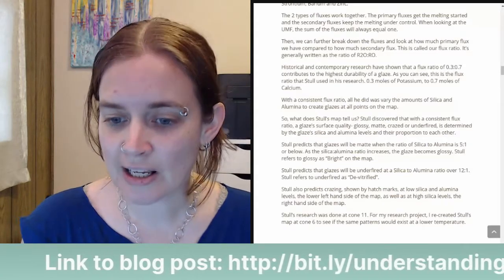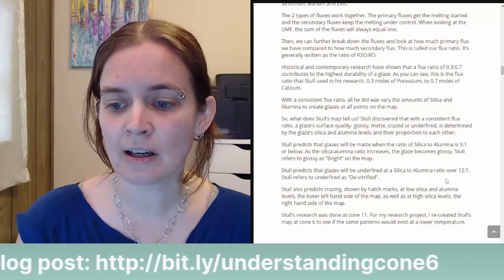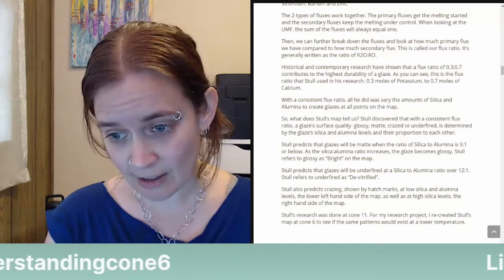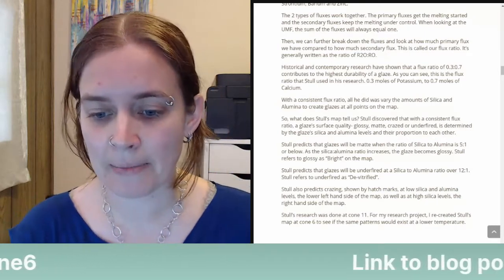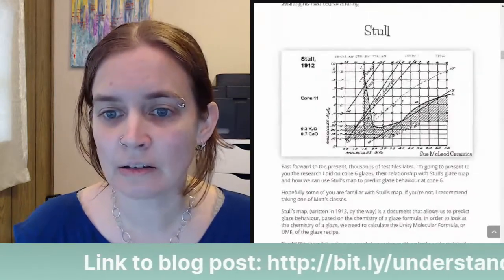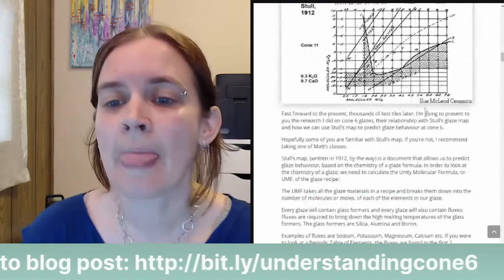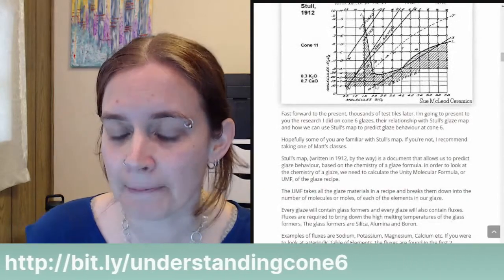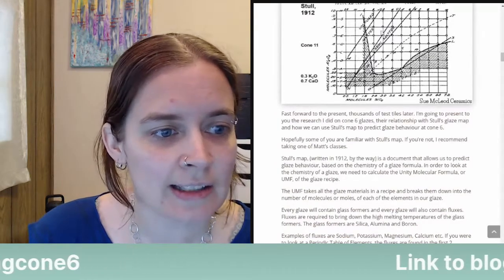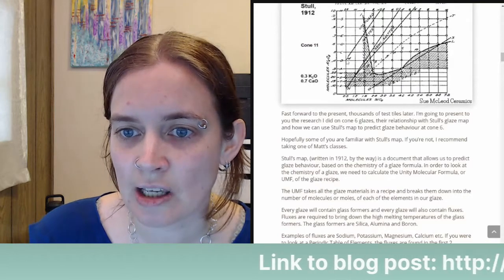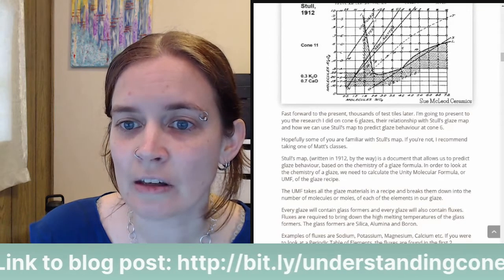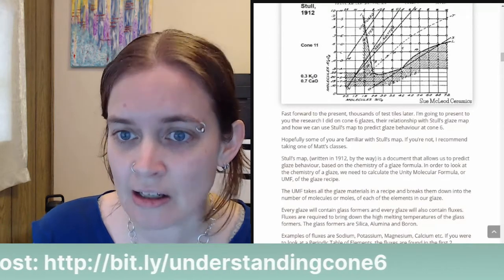Stull also predicts crazing, shown by hatch marks, at low silica and alumina levels, the lower left-hand side of the map, as well as at high silica levels, the right-hand side of the map. Stull's research was done at Cone 11. So let me just go back to Stull's chart here. So here is where basically this is the matte. Hopefully you can see my arrow here. So this is the matte section here. So anything above this line he found was unfused or underfired.